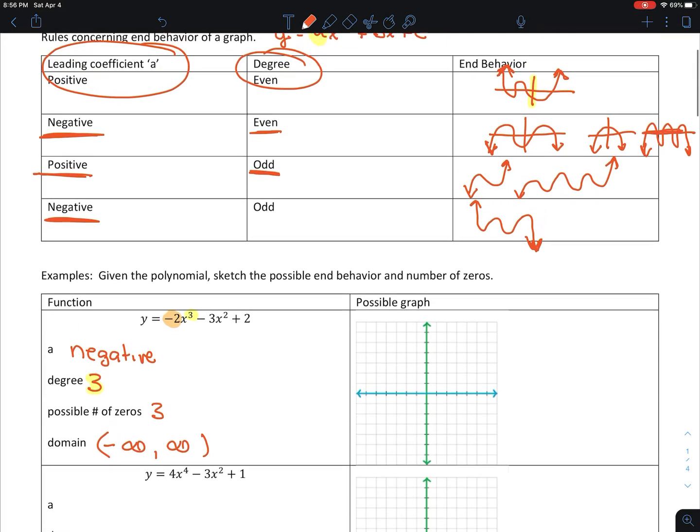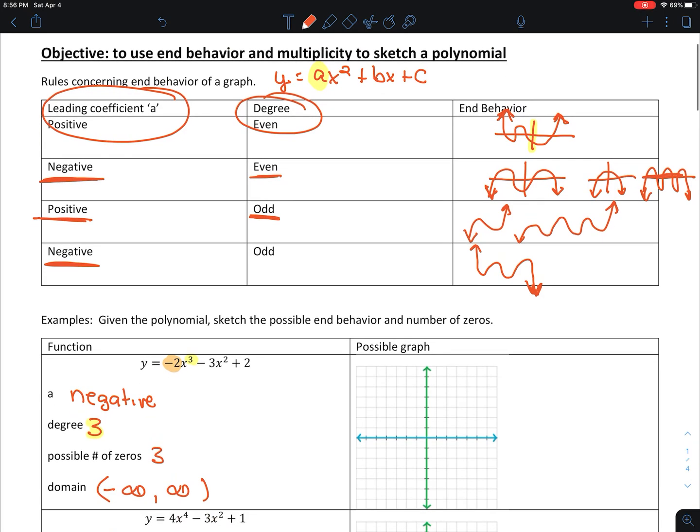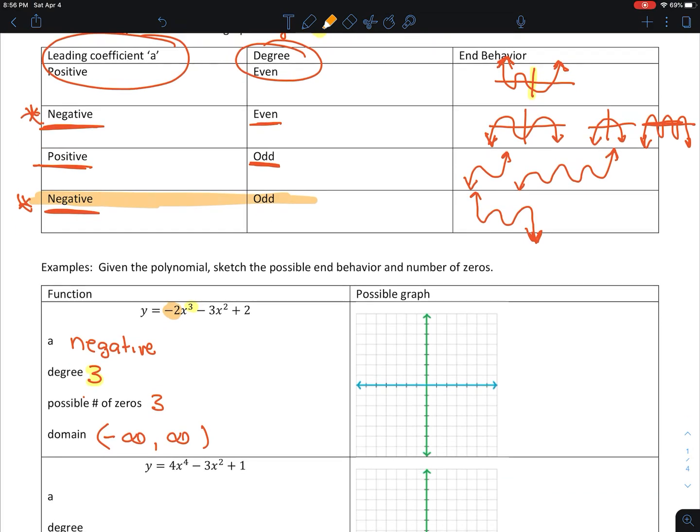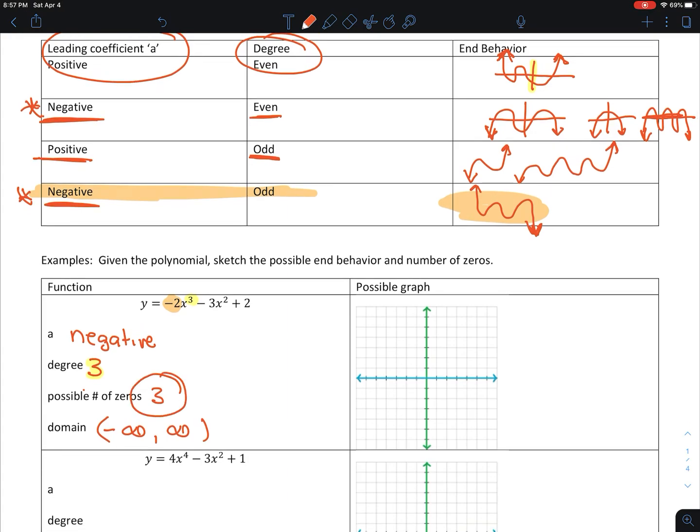So what is this going to look like? Let's go back up to our table. Our a is negative, so we're looking either here or there. And our degree is odd. It's 3, so we're going to follow this pattern. Our degree is odd with a negative leading coefficient, and we know that there's a possible 3 zeros. So our function is going to look something like that, and it could possibly cross the x-axis 3 times because that's the number of possible zeros.